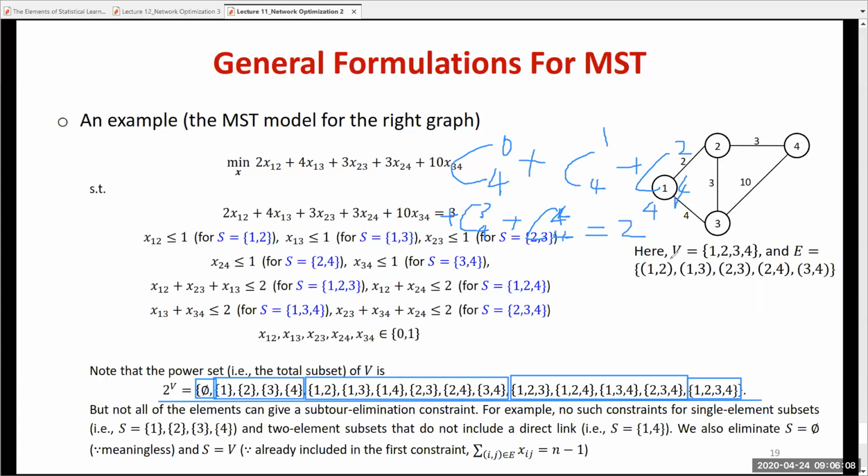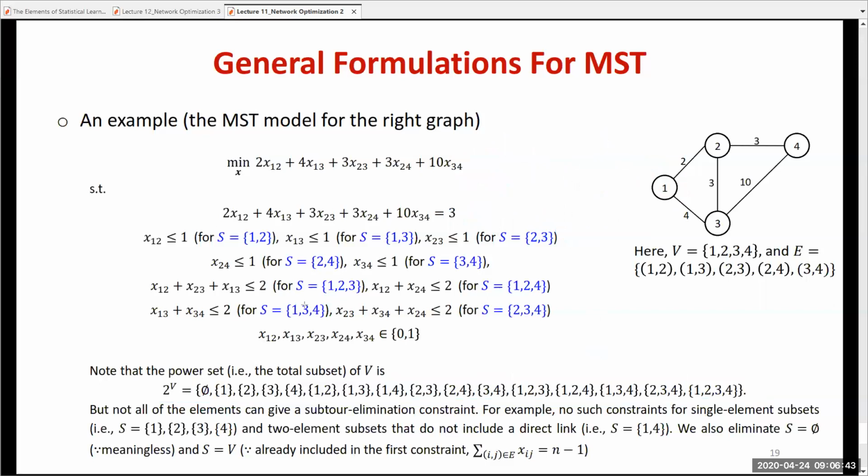And actually, for any V, it's the same. If V is 1 to n, then the total number of subsets, which is defined by the power set, the number of elements inside would be 2 to the power of n, which is a huge number. And that's also the reason why I just use four nodes here, because if I have 5 nodes, then theoretically I could have as many as 32, which is too many.